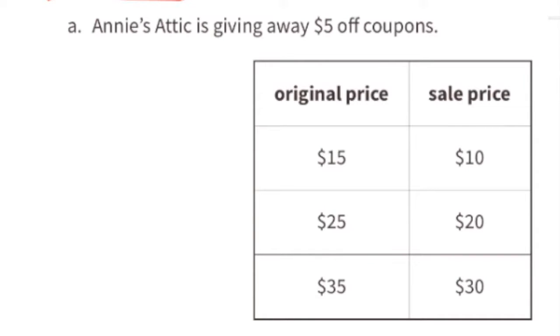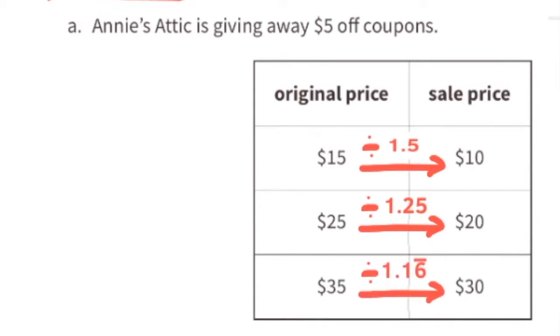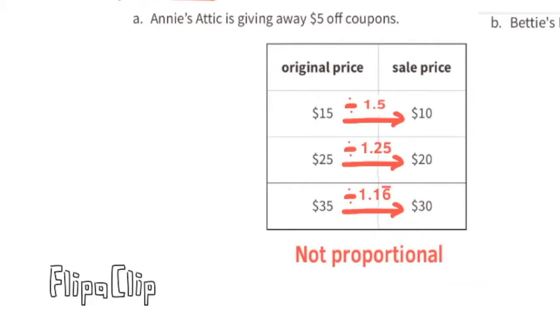The original price, $15, is 1.5 times larger than the sale price, $10. The original price, $25, is 1.25 times larger than the sale price, $20. And the original price, $35, is 1.16 repeating times larger than the sale price, $30. Table A does not represent a proportional relationship because the original price is not consistently the same number of times larger than the sale price.